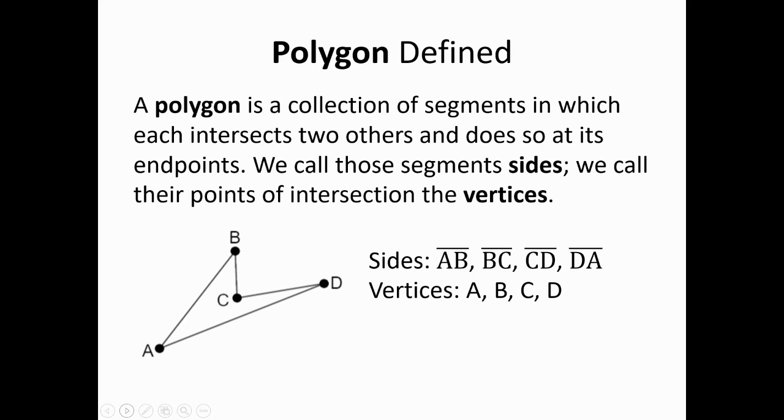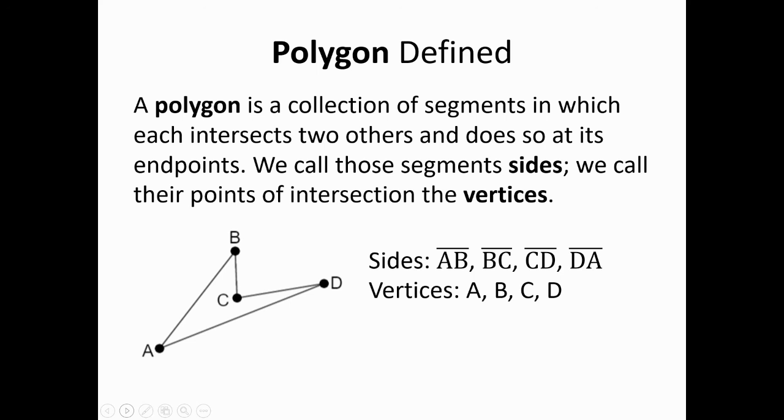So look at the polygon in the diagram that goes from points A to B to C to D. Notice that it is composed of line segments, segment AB and BC and CD and AD. And notice that each of those intersects two others and does so at its endpoints. Okay, so look for instance at line segment AB. It intersects line segment BC at B, and it intersects line segment AD at D.